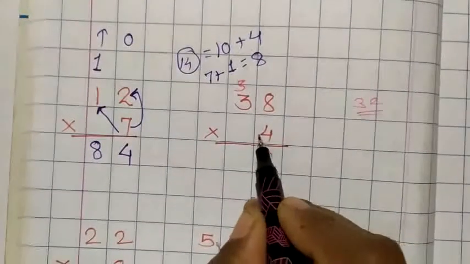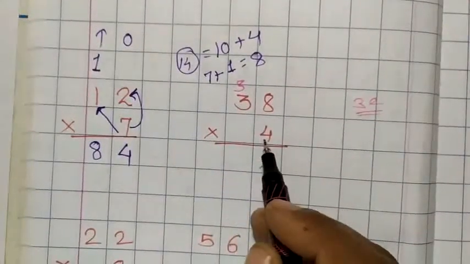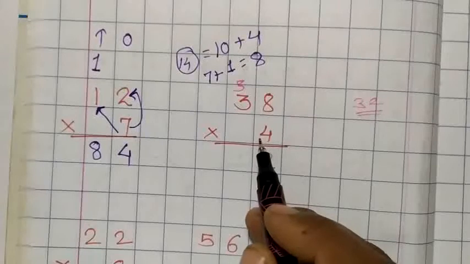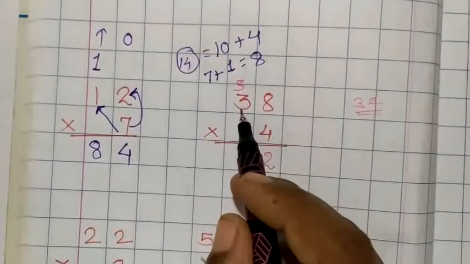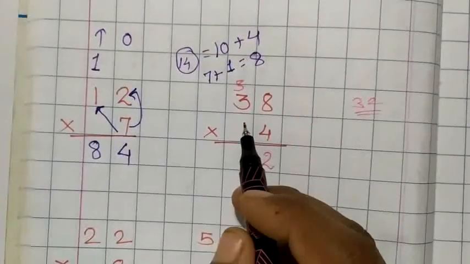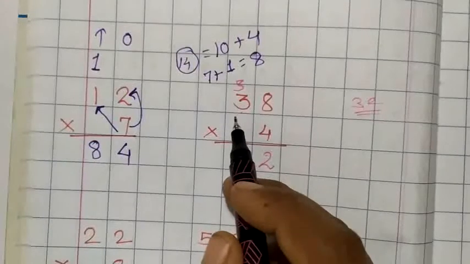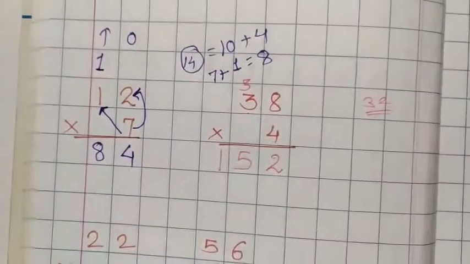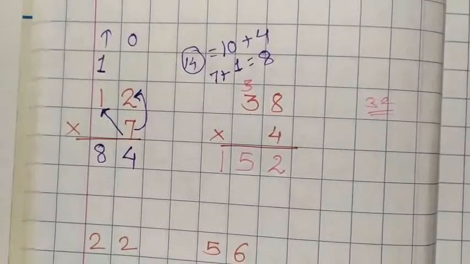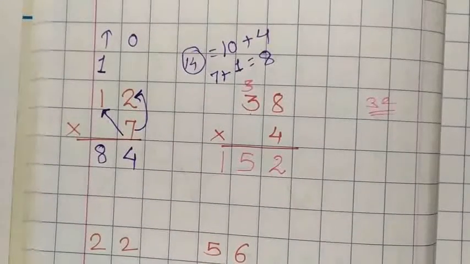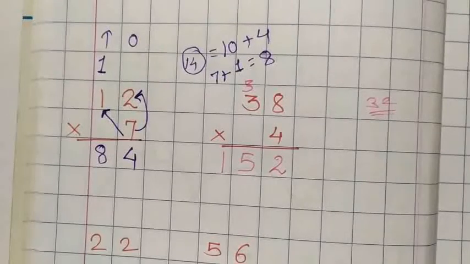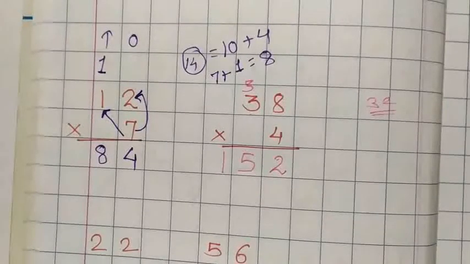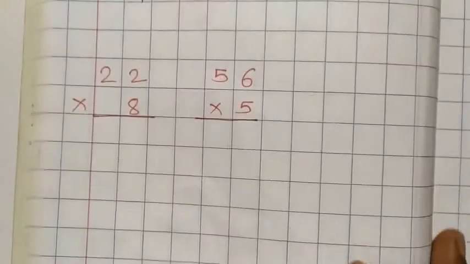Now 3 tens multiply 4 ones. So 4 threes are 12. 4 threes are 12, and in 12 add 3, that is 15. So your answer is 152. Understood how we solve?